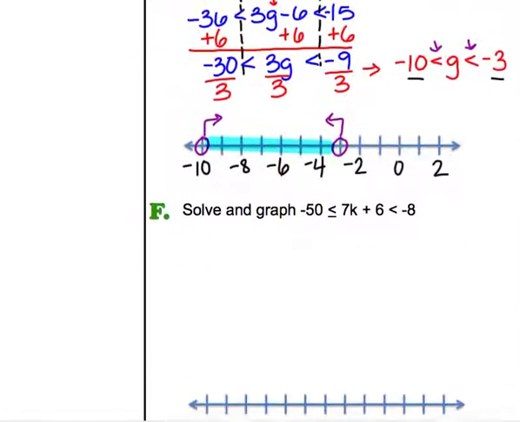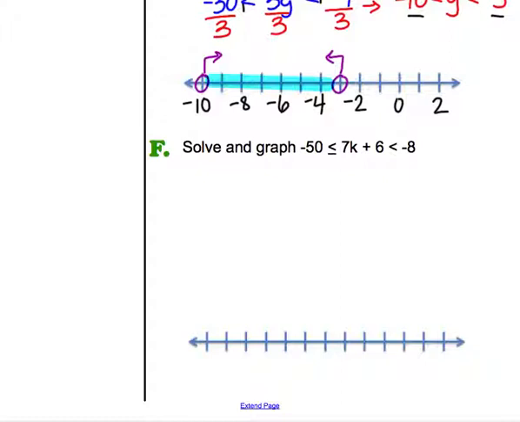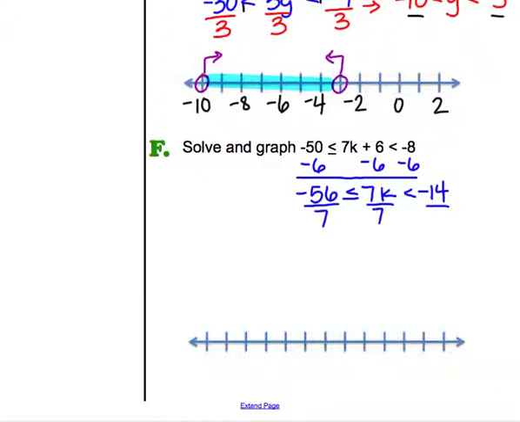Let's do another one. We've got solve and graph. Negative 50 is less than or equal to 7k plus 6 is less than negative 8. So the first thing we're going to do is start solving this. I need to get rid of this 6. So I'm going to subtract the 6 on all three parts, leaving me with negative 56 is less than or equal to 7k is less than negative 14. And then I need to divide by 7 on all three parts. And that will leave me negative 8 is less than or equal to k is less than negative 2.